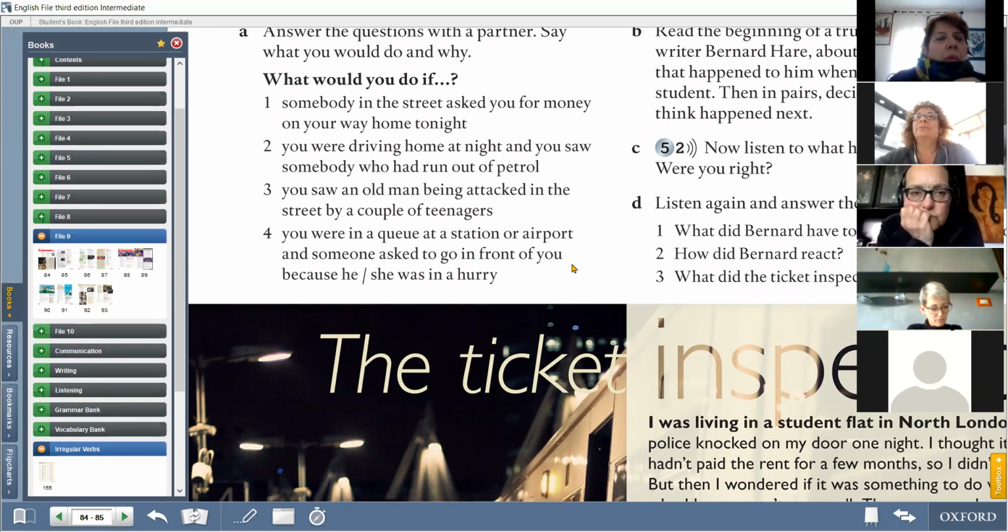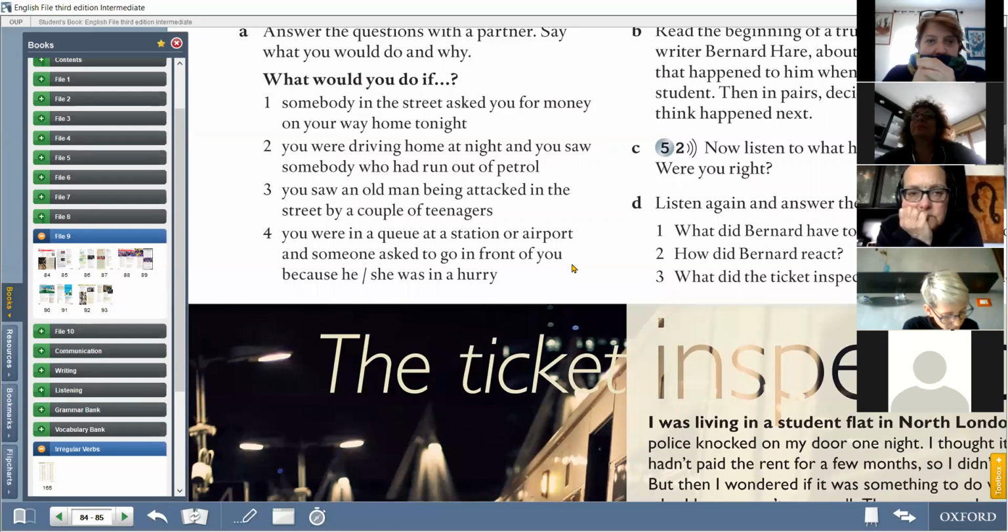Myla, what would you do if somebody in the street asks you for money on your way home tonight? Aiuto, dove siete? Ah, eccolo. Yeah, number one. Somebody in the street asked me for money. What would you do? Sorry.